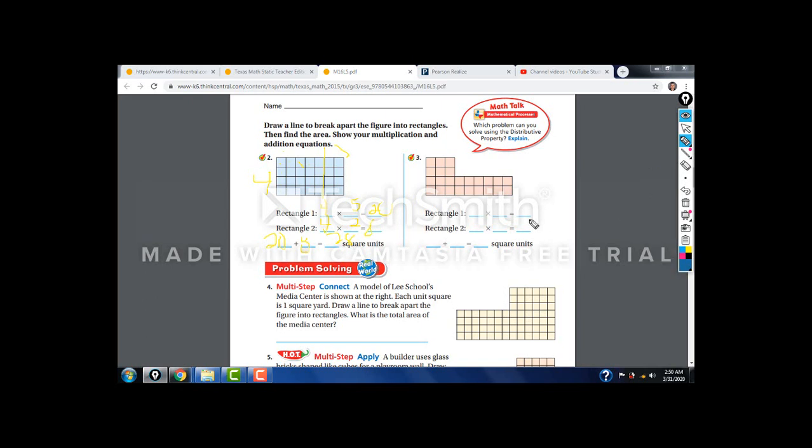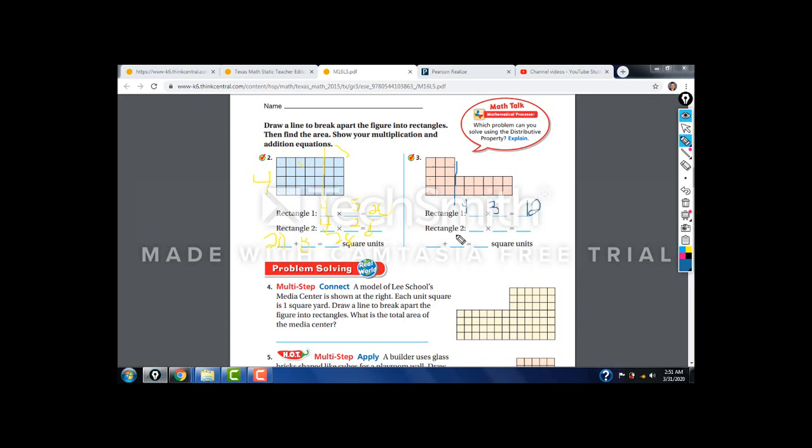With the next one right here, a different color here. Break it apart. Again, yours may be different, but so long as we have two rectangles, we're good. So I can do it here. So let's get the length of rectangle 1. We'll call this one 1. We'll call this one 2. For rectangle 1, it's 1, 2, 3, 4. The width is 3. And my product is 12.